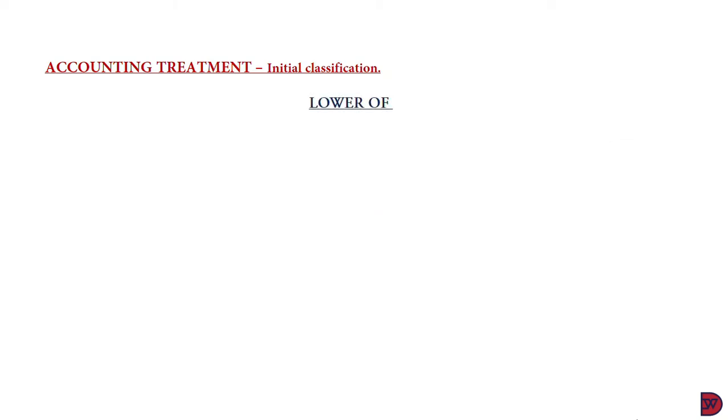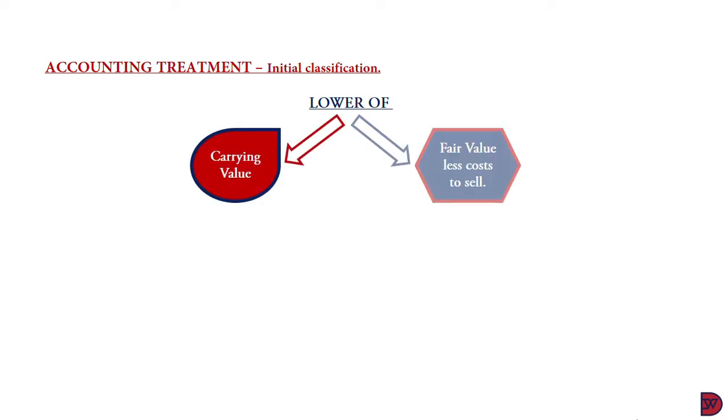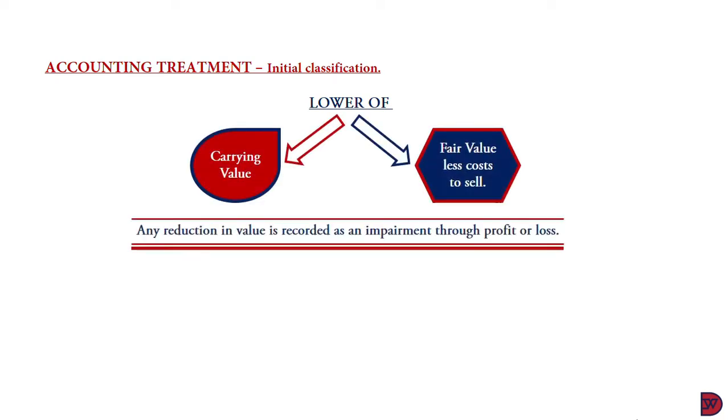So let's take a look at the accounting treatment for initial classification. An asset held for sale is valued at the lower of the carrying value or fair value less cost to sell. Any reduction in value is recorded as an impairment through profit or loss, that is, if the carrying value is more than the fair value less cost to sell.